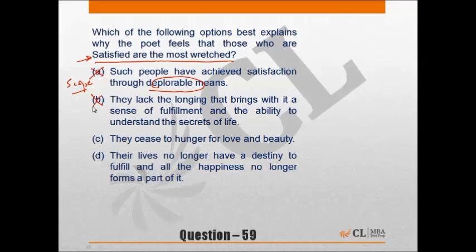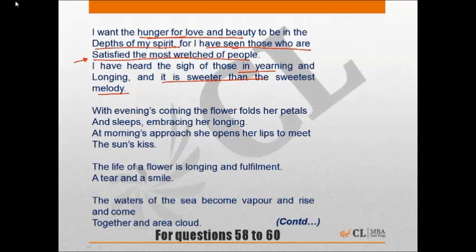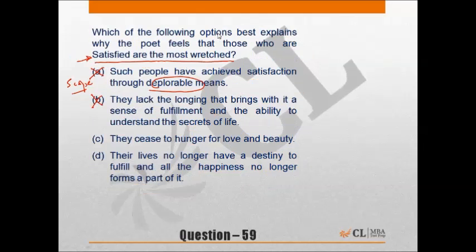It is, in fact, if we just go back to the lines which we had underlined, again here, I want the hunger for love and beauty to be in the depths of my spirit, because those who are satisfied are the most wretched people, because hunger for love and beauty is missing. So choice B cannot be correct. They cease to hunger for love and beauty. Yes, this will be correct, but we'll look at choice D also before we confirm.